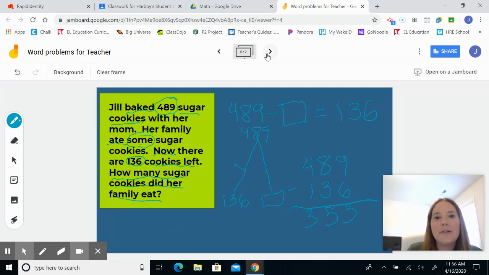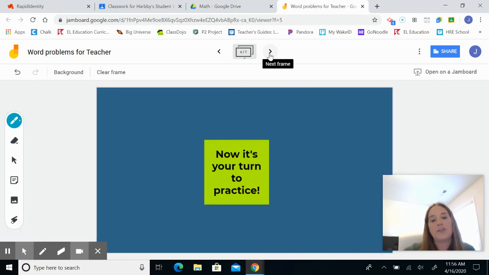Okay, now it is your turn to practice. You're going to go into another Jamboard where there are several word problems for you to solve. You could solve it on the Jamboard or you could solve it on your whiteboard or marker. On the Jamboard is a sticky note where you can write down the equation with the answer. Have fun!